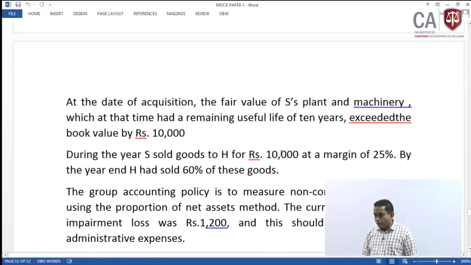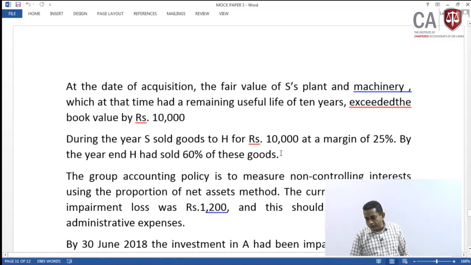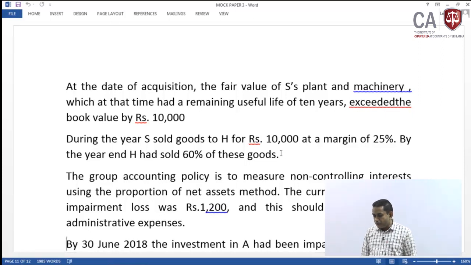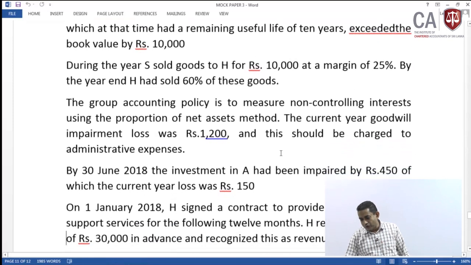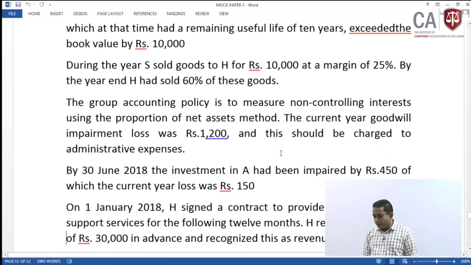During the year, S sold goods to H for 10,000 at a margin of 25%. By the year end, H had sold 60% of these goods. The group accounting policy is to measure non-controlling interest using the proportion of net assets method. The current year goodwill impairment loss was 1,002, and this should be charged to administrative expenses. By 30th June 18, the investment in A had been impaired by 450, of which current year loss was 150.